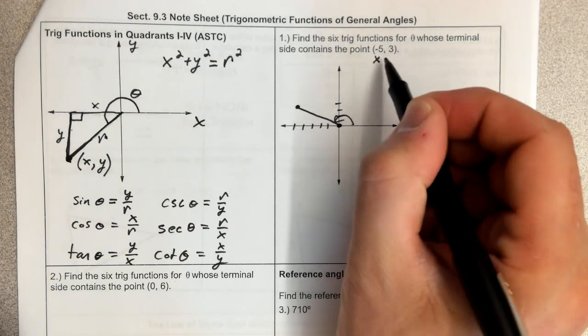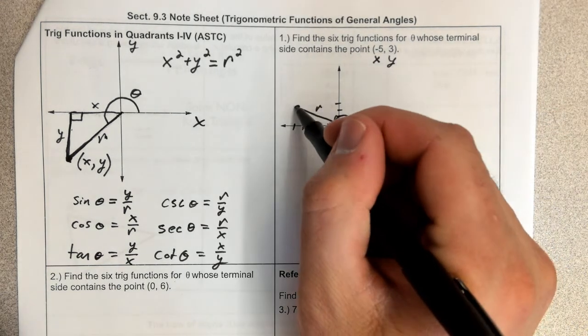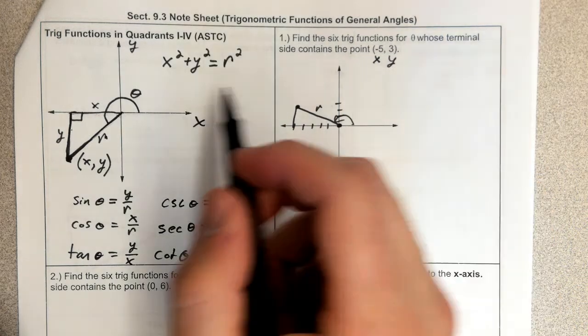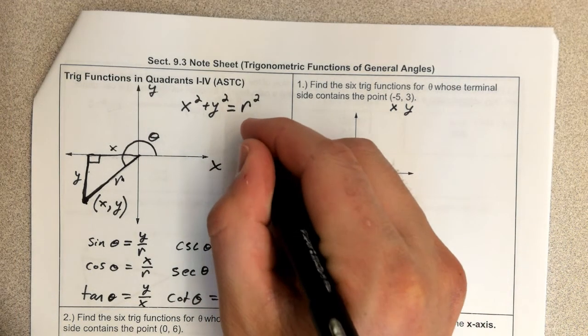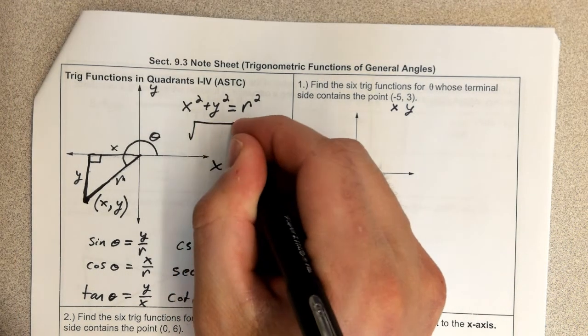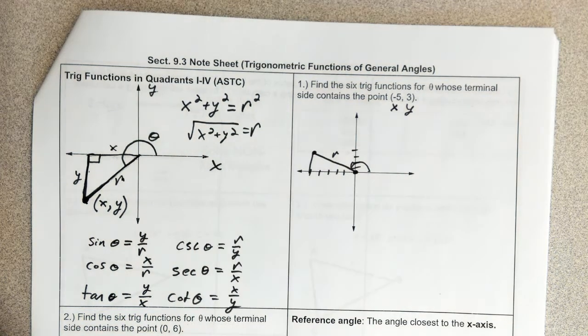I've got x. X is given as -5. Y is given as 3. And this distance here, r, I can figure out by using this formula here, which is the Pythagorean theorem. In fact, let's even simplify this. r is always equal to the positive square root of x squared plus y squared. So what I'm going to do now is figure out r, and once I have r, I can go find the rest of the trig ratios.